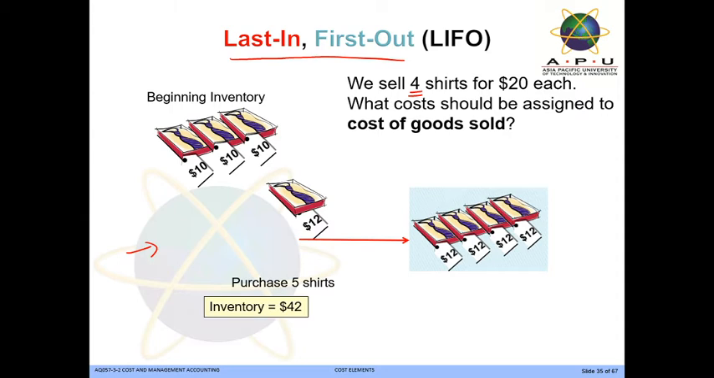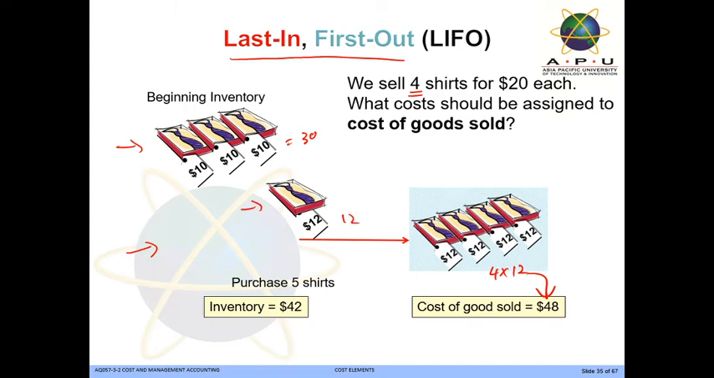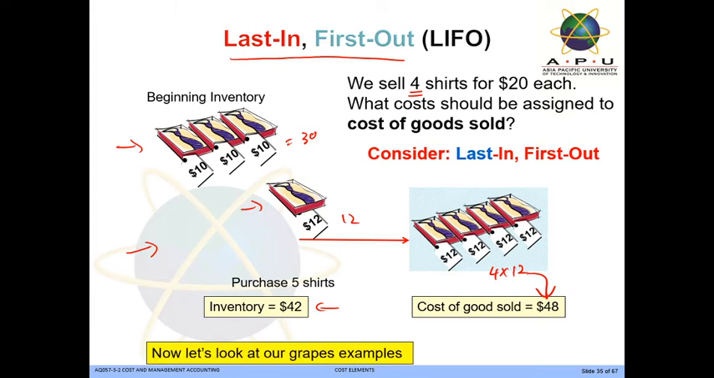Then this is considered our cost of goods sold. So 4 times 12 is 48. Then this is our remaining inventory: 10 plus 10 plus 10 is 30, plus 12 is 42. Okay, so this is last in, first out.